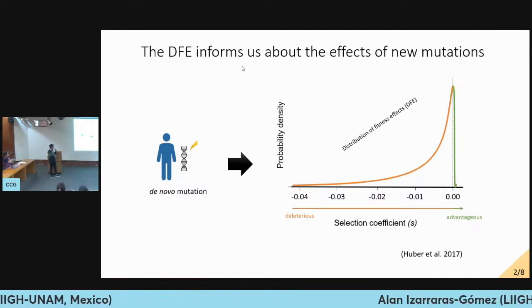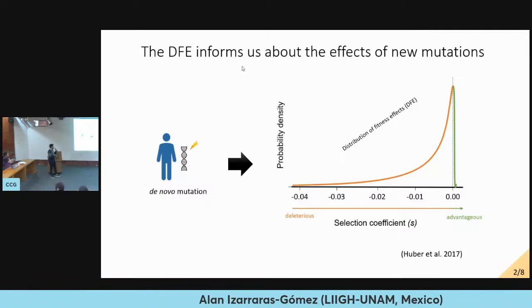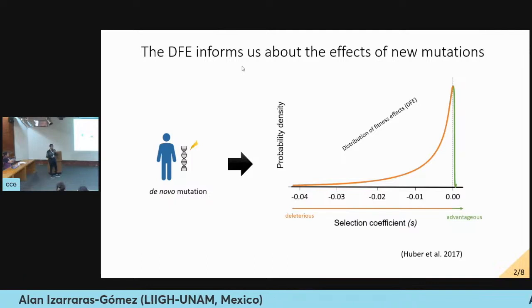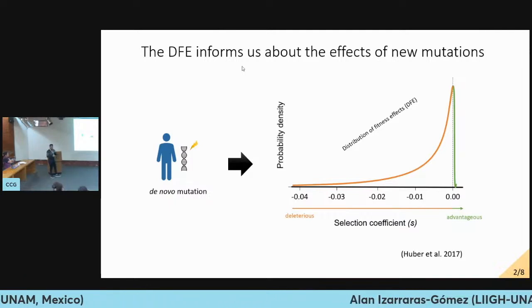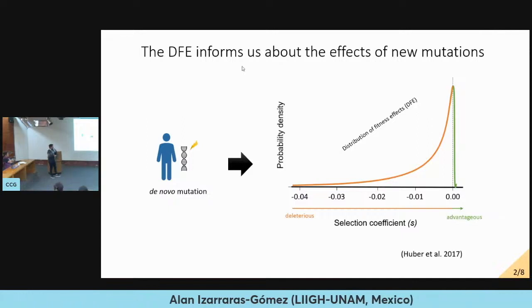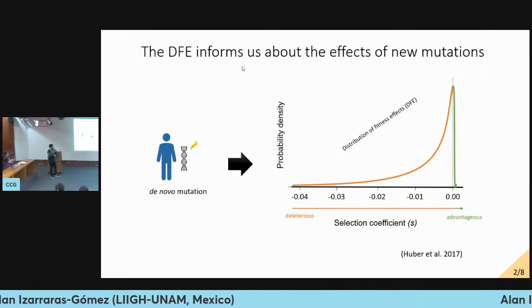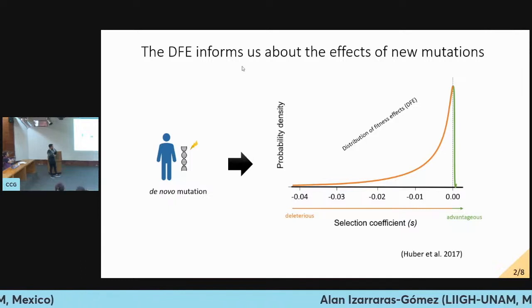So here on the x-axis, we have selection coefficients going from deleterious to neutral and advantageous. And on the y-axis, we have probability. And so what this tells us is that the majority of mutations will be effectively neutral, at 0.0 selection coefficient, that very few mutations are actually advantageous, and that the rest are either slightly deleterious to moderately and more strongly deleterious.